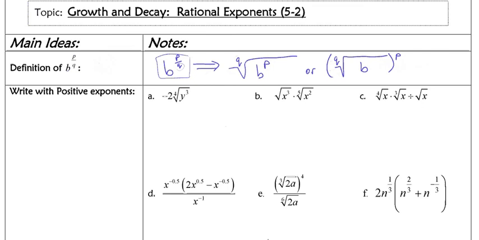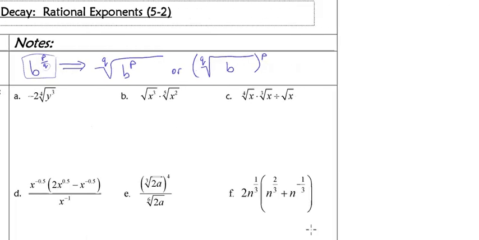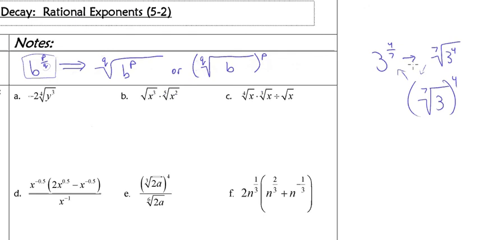And so earlier when we talked about, hey, what if we had 3 to the 4/7 power? That you could rewrite as the 7th root of 3 to the 4th power, or the 7th root of 3, then that to the 4th power. All three of these say the same thing. So hope that helps.